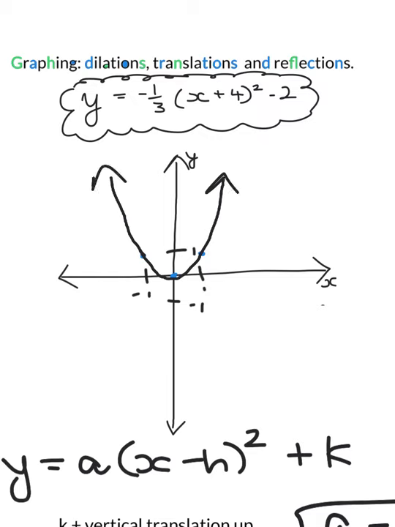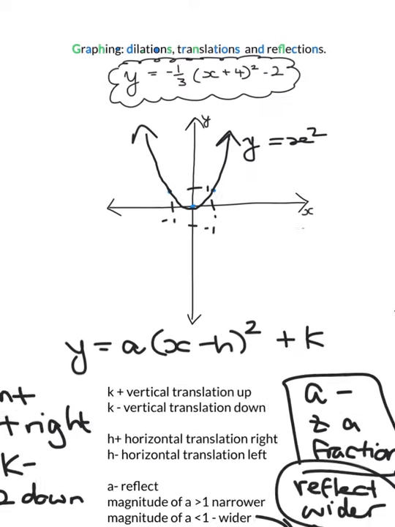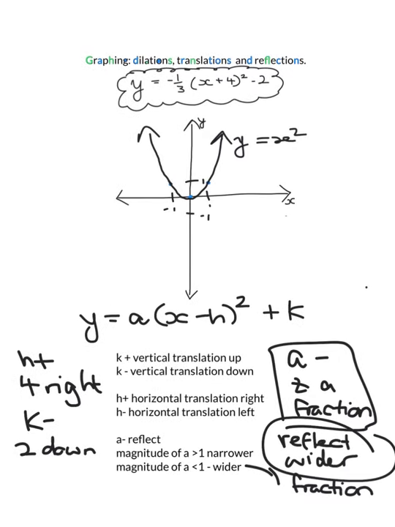So everything that you draw now, when you're drawing the graph of y equals negative a third x plus 4 all squared take 2, is done relative to that graph. You also want to make sure you label that graph, so that becomes y equals x squared. So we said before we're going to flip it because of the negative. We're also going to make it narrower. But we also want to move it across. The h is positive, so we're going to move it 4 right, and the k is negative, so we're going to move it 2 down.